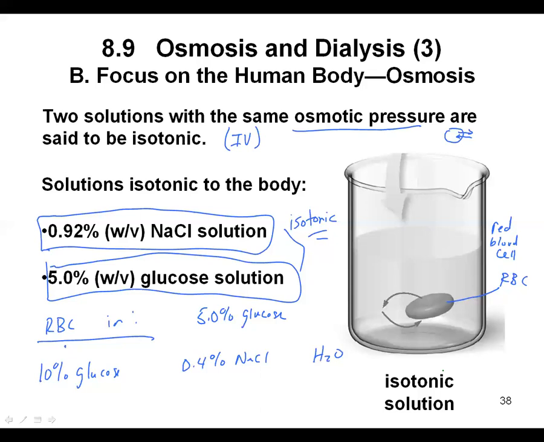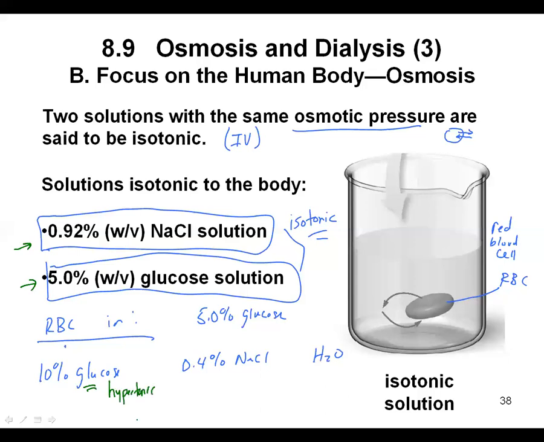Okay, let us take a look at each of these and figure out what's going to happen to our red blood cell if we put it in there. Let's start with the 10% glucose. Again, these are your two guides in deciding what type of solution, and it is as simple as looking at the numbers. So 5% is isotonic, 10% glucose is larger than that, which means this would be a hypertonic solution.